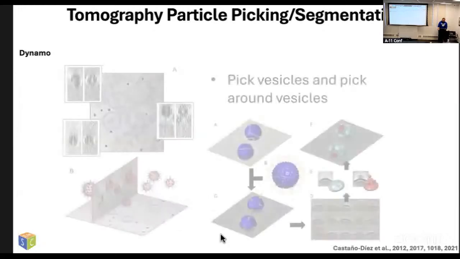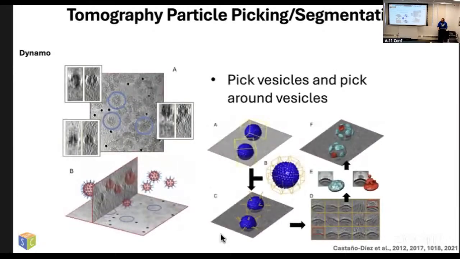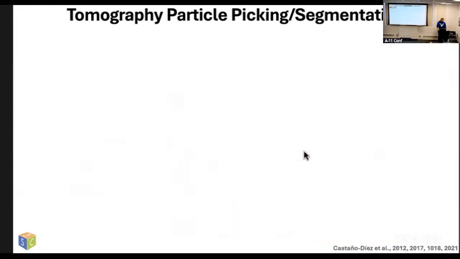Another case is picking vesicles. If you ever did the old Team Tomo tutorial, I think it's still there, you can go through and pick spherical particles. Use the classes to average. So yeah, Dynamo is full of a bunch of geometry-based processing.